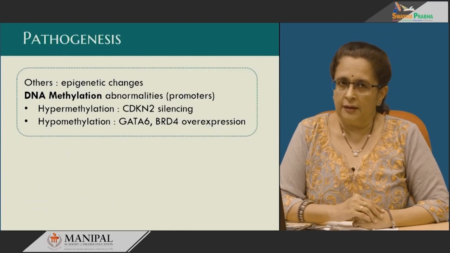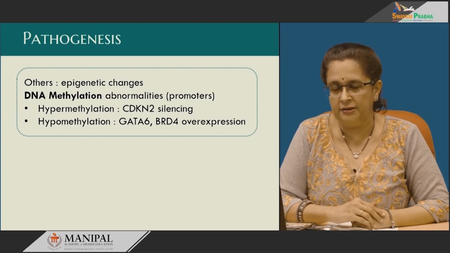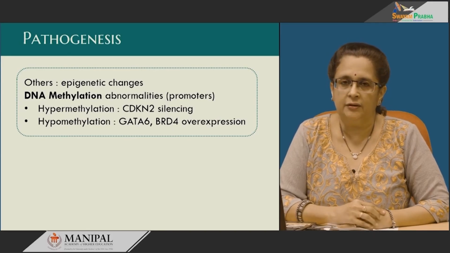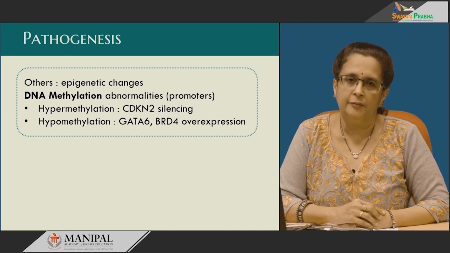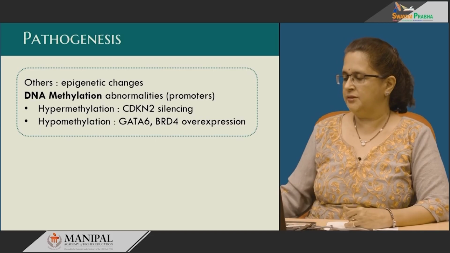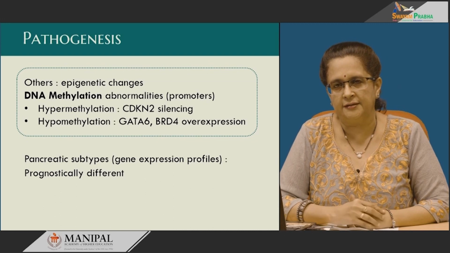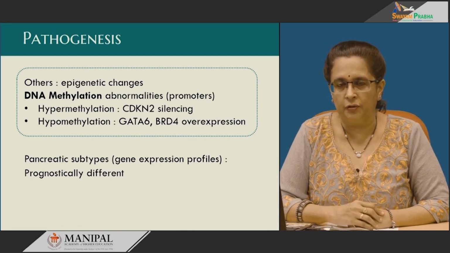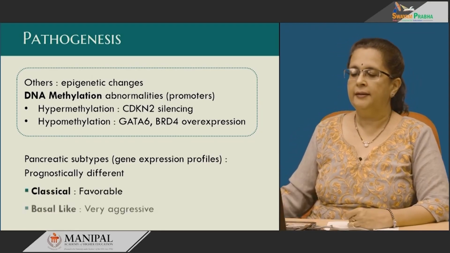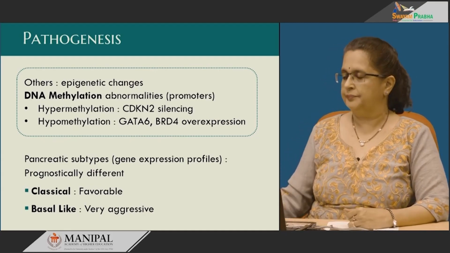So, other changes that are seen are epigenetic changes involving DNA methylation. There can be hypermethylation or hypomethylation. Hypermethylation usually causes CDKN2 silencing, and hypomethylation causes GATA6 as well as BRD4 overexpression in these tumors. Now, gene expression profile studies carried out have resulted in two prognostically important subtypes: the classical ones with good prognosis and the basal like tumors with unfavorable or aggressive prognosis.